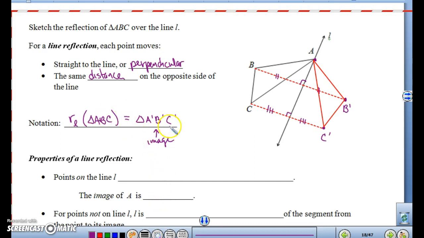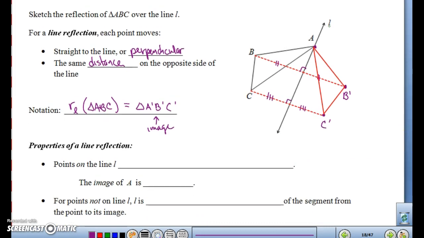So notice when we changed this, it became, technically, A, B prime, C prime, because A stayed the same, but either way. All right, so when you see a lowercase r with a little subscript with a letter, that means a reflection in that line, and you'll be given the name of the line. So this one was line L. All right, so now that we know how to do a line reflection, let's look at some of the properties that we run into.